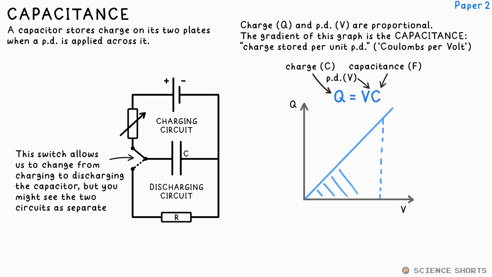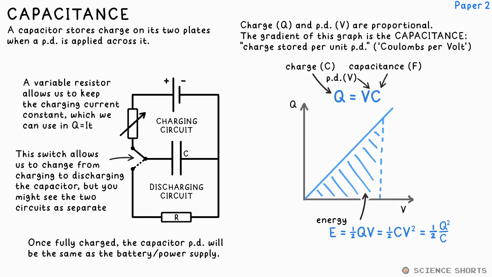As energy is charge times voltage, that means the area under the graph gives us the energy stored in the capacitor. As it's a triangle, the equation is E equals half QV. Substituting out Q or V with our first equation, we get the alternatives half CV squared and half Q squared over C. You don't really measure charge directly, which is why we have to calculate it using charge equals current times time. But this only works, however, if the charging current is constant.